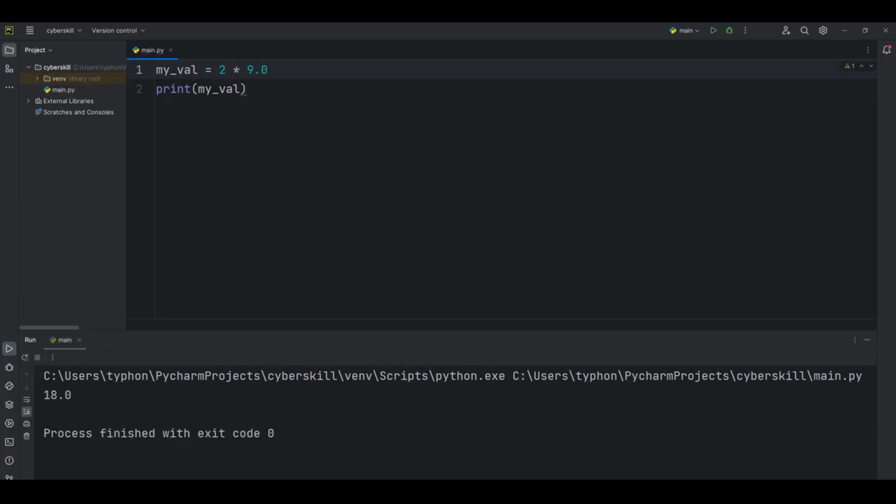We got 18.0. And the same applies for exponents. So 3 exponent 2.0, and we are seeing here 9.0. So Python defaults to a float in any operation that uses a float, even if the output is a whole number.